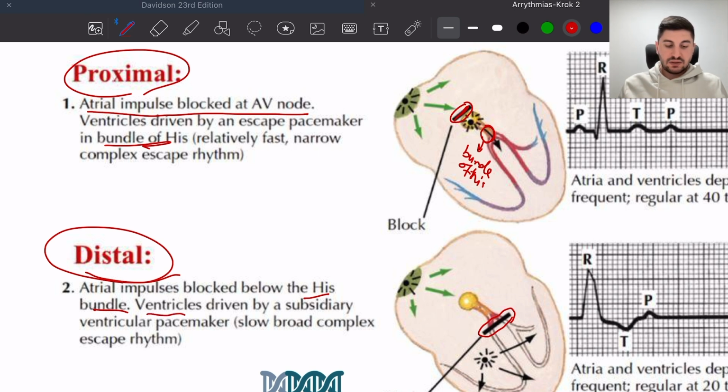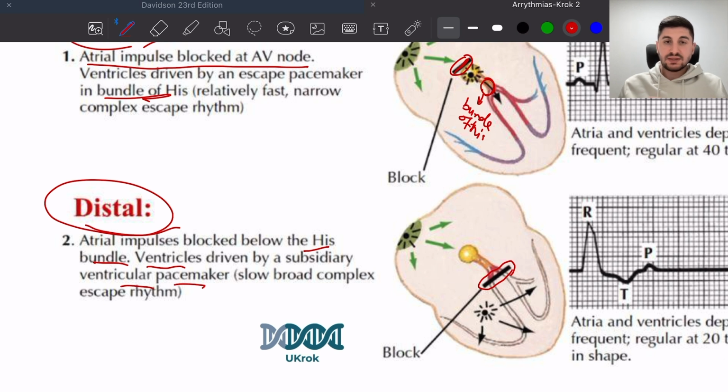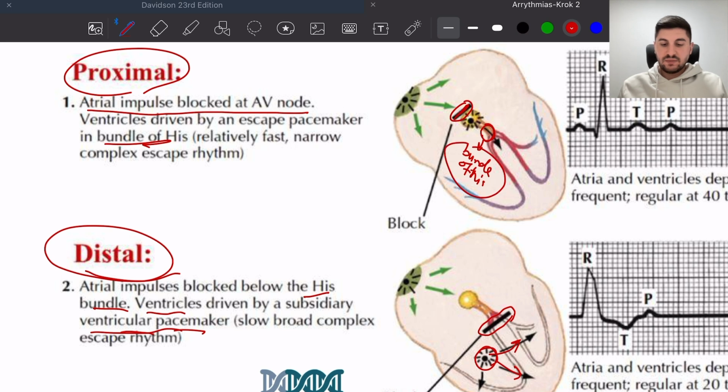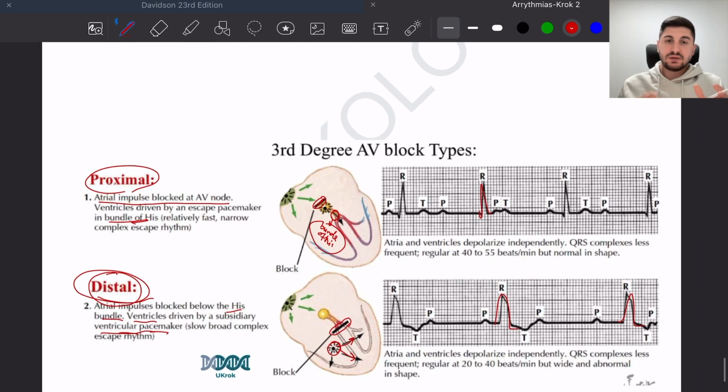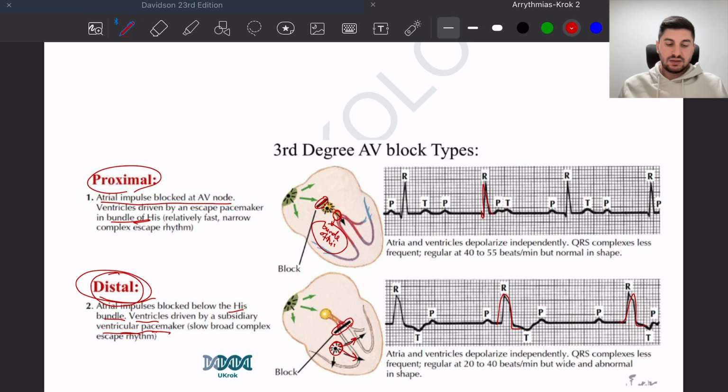And this means the ventricles will take the lead in this case, some cells in the ventricles, okay? The ventricles themselves will be the pacemaker, and they will not give a fast depolarization such as the bundle of His. So the QRS complex in a distal third degree heart block will be widened. This is the difference between proximal and distal third degree heart block. Proximal will have a narrow QRS, and you know why, while in distal we have a widened QRS. In addition to that, we have complete dissociation between P and QRST.